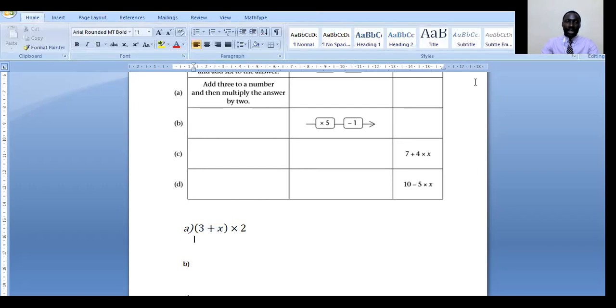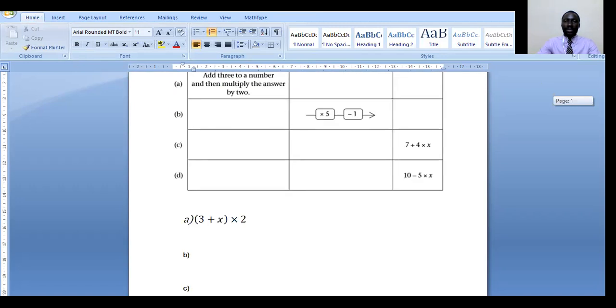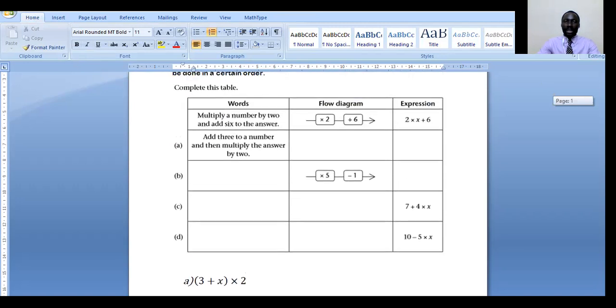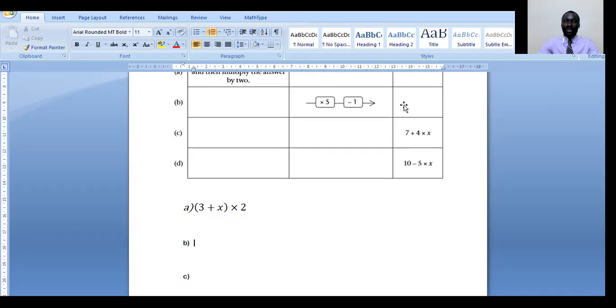So in the second question, what do we have? We don't have the description in words, but we have this times 5, then minus 1, which we could say, multiply a number by 5. Okay? So in words, it will be like multiply a number. Just think of any number, multiply a number by 5.